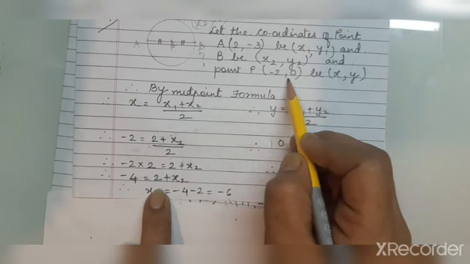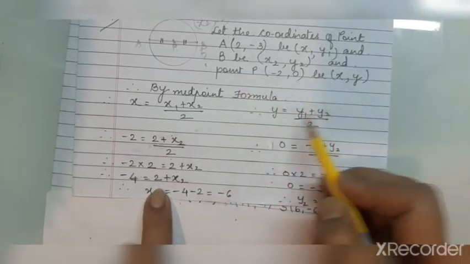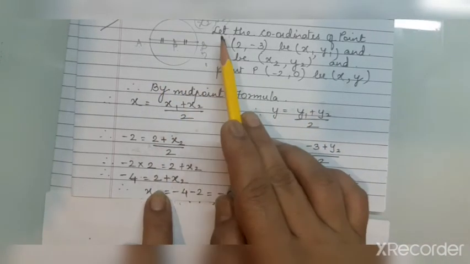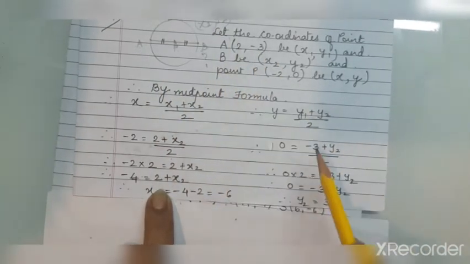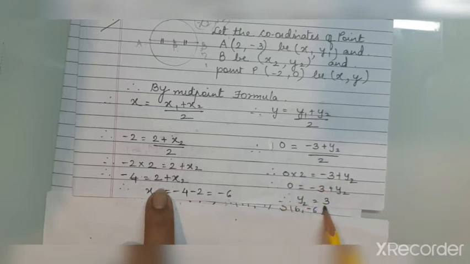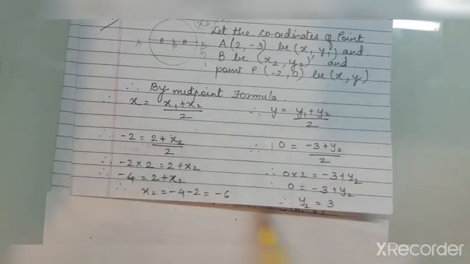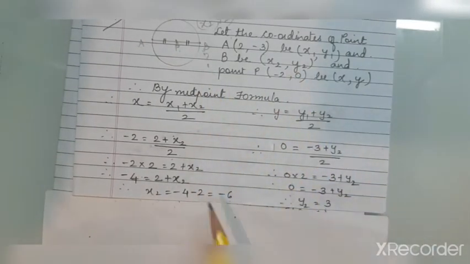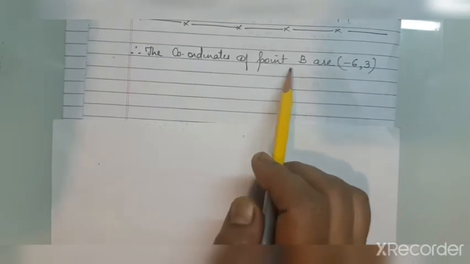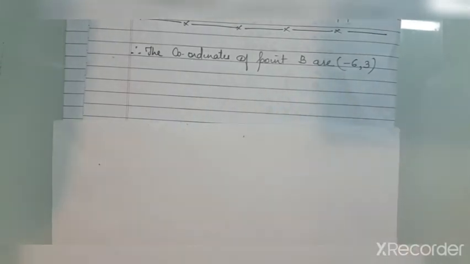Y is 0 of point P. So 0 is equal to y1 is a coordinate. So y1 is here minus 3 plus y2 we don't know upon 2. 2 if I shift here, 0 into 2 is 0. And minus 3 when it is brought to the other side, it becomes plus 3. So y2 is equal to 3. So we got the coordinates x2 and y2 of point P. That is minus 6 and 3. Okay. And so we have to write the final answer. That is the coordinates of point P are 6, 3.